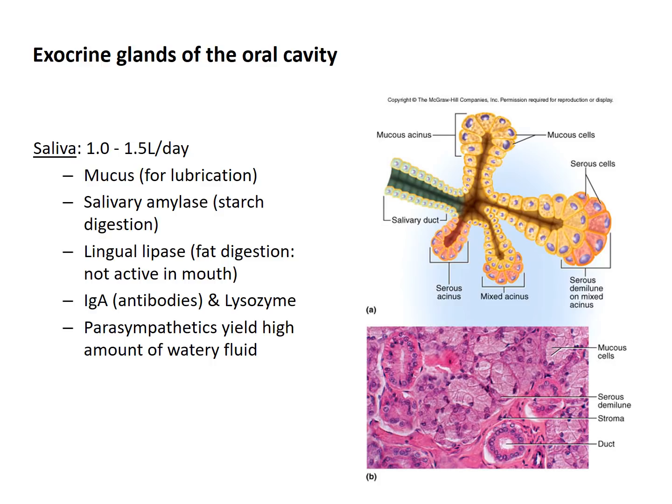Let's talk about some exocrine glands. And let's start by talking about the exocrine glands of the oral cavity, so the salivary glands. So we produce about 1 to 1.5 liters of saliva per day, which gets secreted into the mouth. Hopefully most of that you're swallowing and not spitting out onto the street.